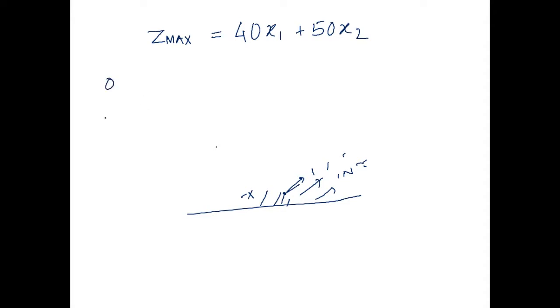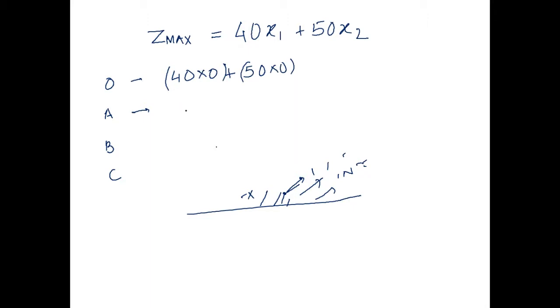Now we have points O, A, B, C, and we have the values of x1 and x2 for each. At point O, the values of x1 and x2 are 0: 40 into 0 plus 50 into 0. I am explaining in a methodical way so that you don't forget any step and it doesn't become a mess for you. In the book, sometimes they jump straight to the answers, but it's better to follow step by step.